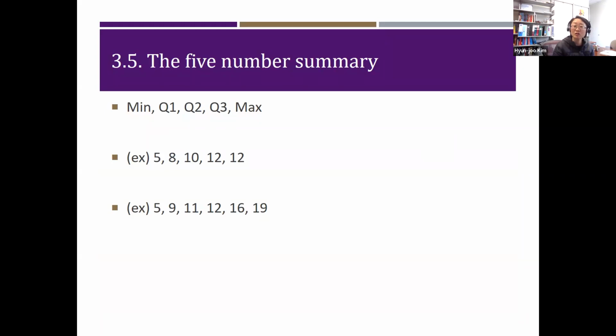So first, the 5-number summary, as you can probably guess from the name of it, is the tool that we use to summarize the data set using 5 numbers. Those 5 numbers are minimum, Q1, Q2, Q3, and maximum. And now we actually learn what the quartiles are, Q1, Q2, Q3. We actually know what all these numbers mean.